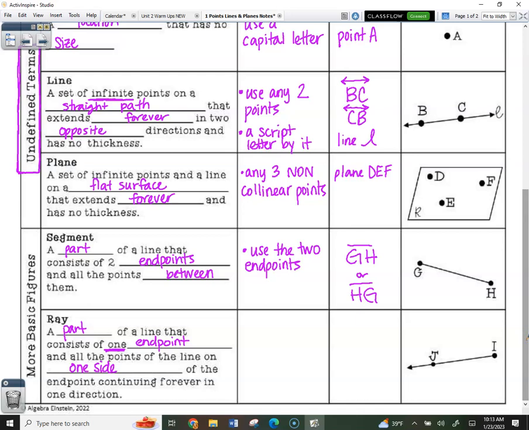This is really important. Endpoint first. The endpoint has to be first, then another point on it. We're going to make note in asterisks: order matters.